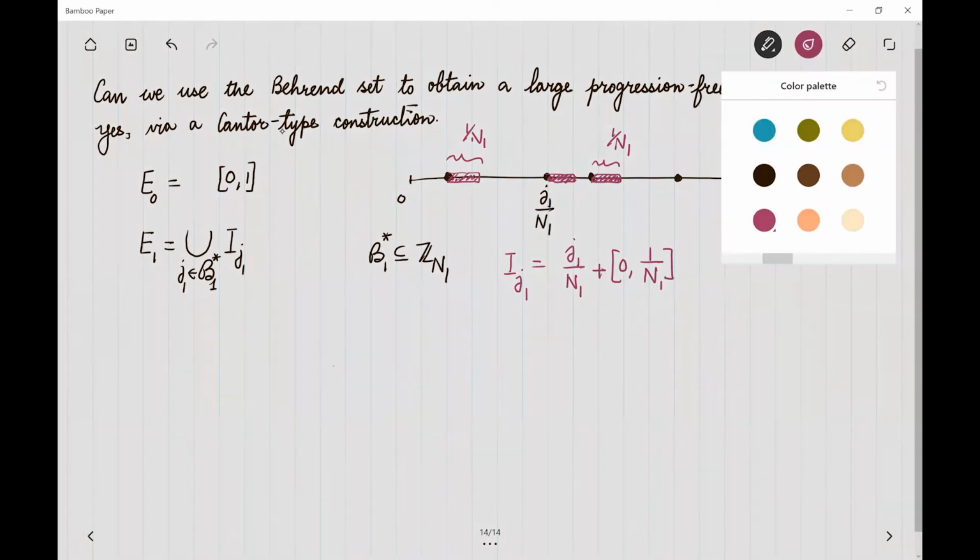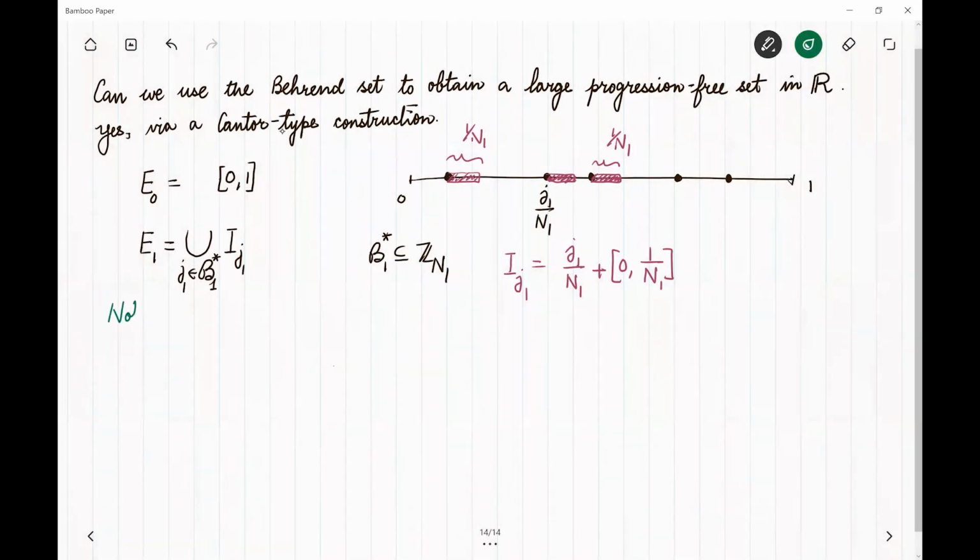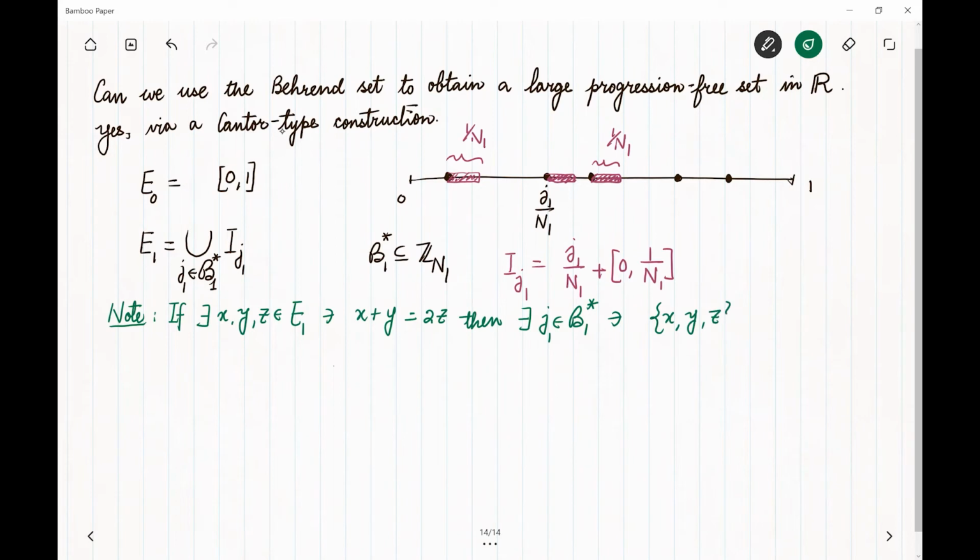But it does avoid progressions in a different sense, in a sort of weak sense, in the following way. Note that the only way E1 can contain progressions is if there exist x, y, z in E1 in progression, such that x plus y is equal to z, then there must exist some basic interval j1 such that x, y, and z all lie in that single basic interval I sub j1.